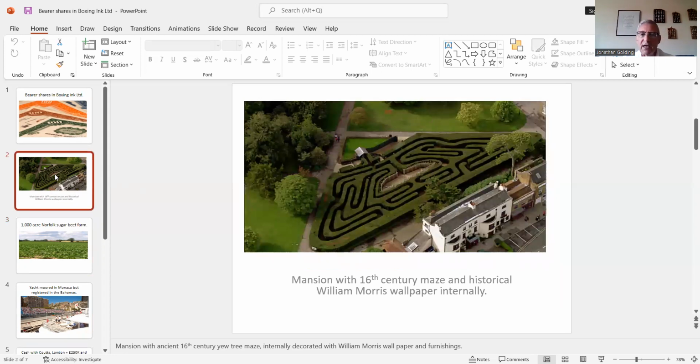Now, he also has a mansion in the UK, and this has some rather nice features about it. It has an old historical maze, which is attractive to spectators, and he also has William Morris wallpaper on the walls in the rooms, which is also of very great interest to anyone who is interested in that sort of thing.